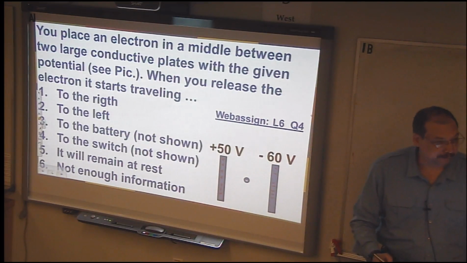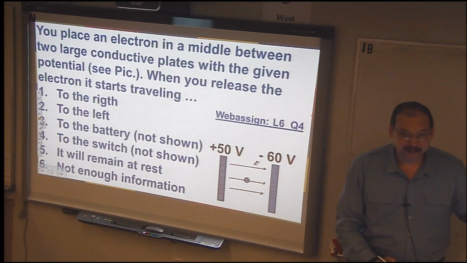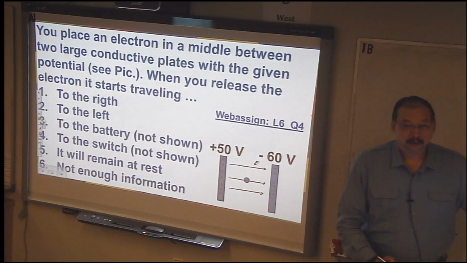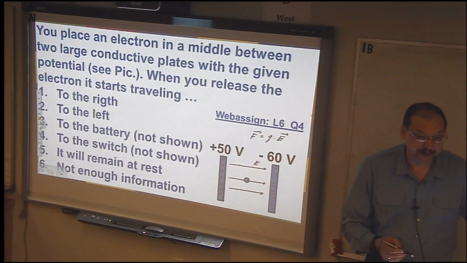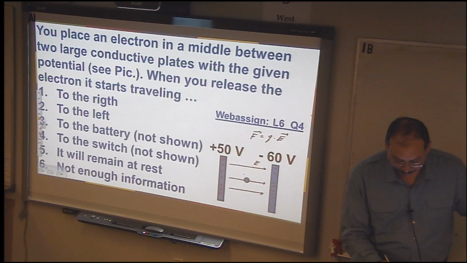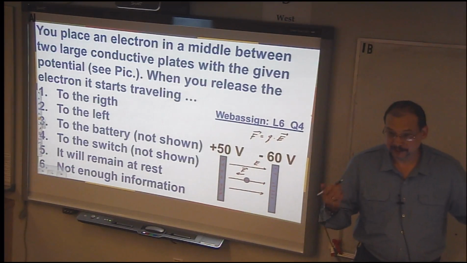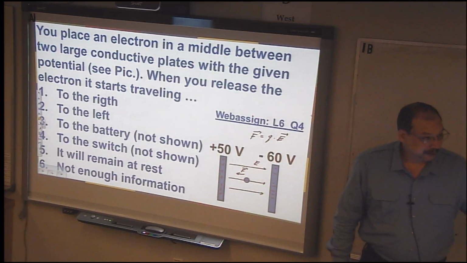What is the direction of electric field? It always goes from plus to minus, from high potential to low potential. That's electric field. How is electric field related to charge and force? This expression is just a definition of electric field. And for a negative charge, these vectors must be opposite to each other. So if we let it go, it starts moving to the left.